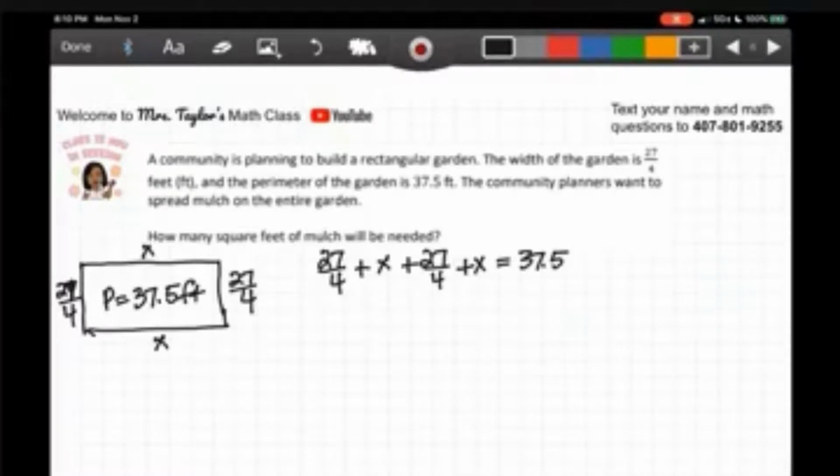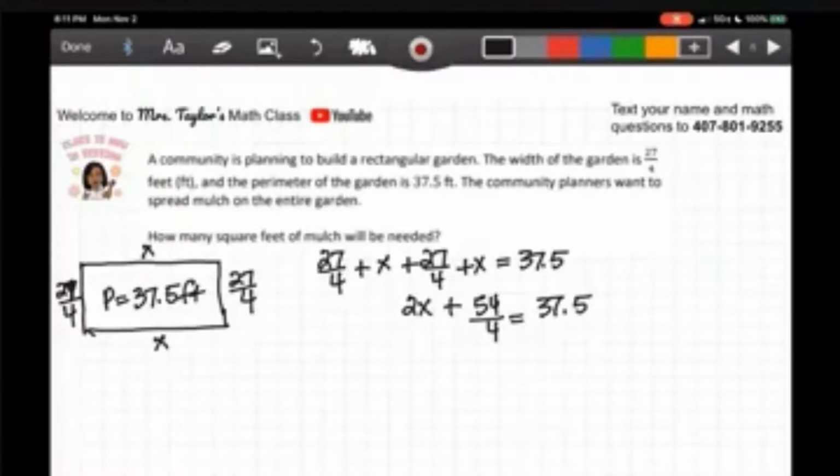Now the good thing about this particular problem is that the 7th graders are allowed to use calculators on the FSA, which is the Florida State exam. So these decimals and these fractions, woohoo! I know a lot of kids don't want to be fooled up with that. So wait, hold on. Not 27. It's going to be 54/4 is equal to 37.5.